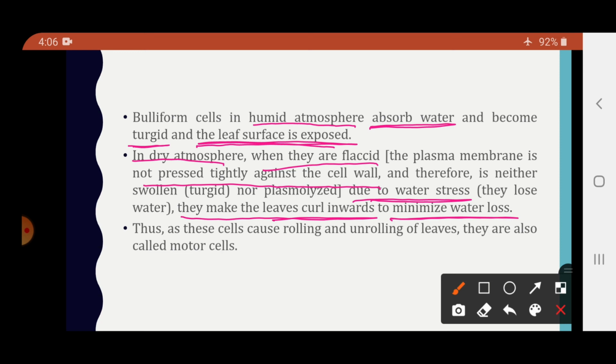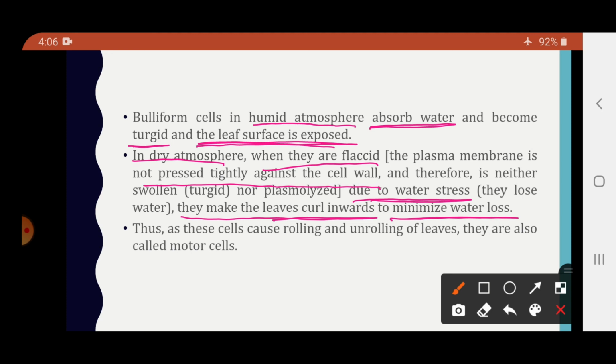जब एटमॉस्फेयर ड्राई है, ये टाइम पे सिर्फ बुलिफॉर्म सेल्स क्या करेंगे? वाटर को रिमूव करेंगे. ये सेल्स जब वाटर को रिमूव करेंगे तो लीफ क्या हो जाएगा? कर्ल हो जाएगा. The leaf will roll, ड्यू टू विच द लीफ सरफेस जो पहले एक्सपोज था, अभी वो कैसा हो जाएगा? उसका एरिया कम हो जाएगा, क्योंकि वो लीफ कैसा हो गया है? कर्ल हो गया है, रोल्ड हो गया है, जिसकी वजह से वाटर लॉस ड्यू टू द ट्रांसपीरेशन वोंट अकर, क्योंकि स्टोमेटा अभी एक्सपोज नहीं रहेंगे. लीफ क्या हो गया है? कर्ल हो गया है.